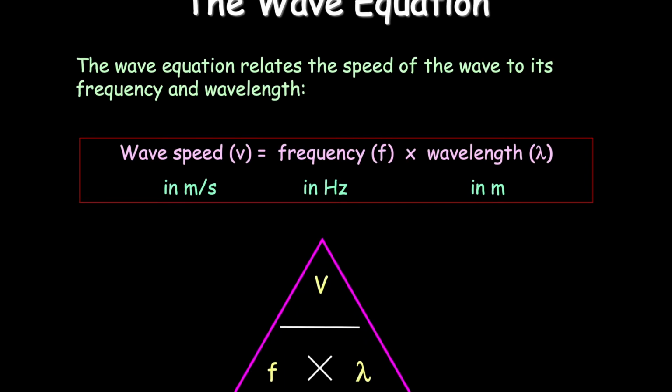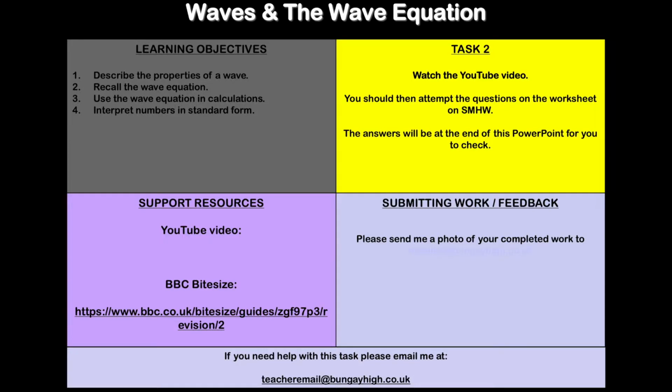Now the equation triangle, to rearrange this, has v at the top and then f and lambda at the bottom. And remember, if you're using one of these triangles, all you need to do is with your thumb cover up the one you're trying to find, and it will tell you what to do with the other things. So for example, if you were trying to find frequency, you would put your thumb over the f for frequency, and it would tell you that it is wave speed divided by wavelength.